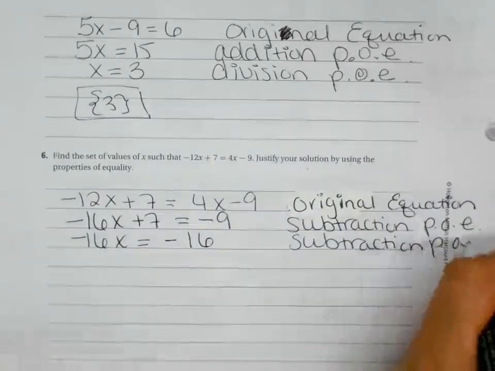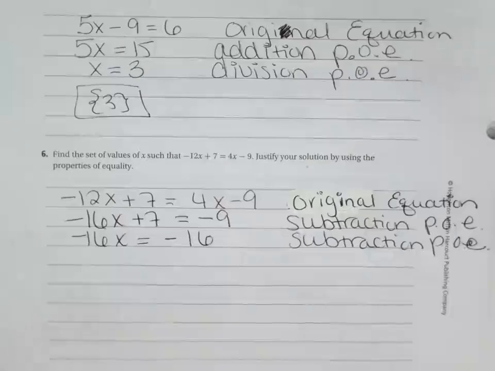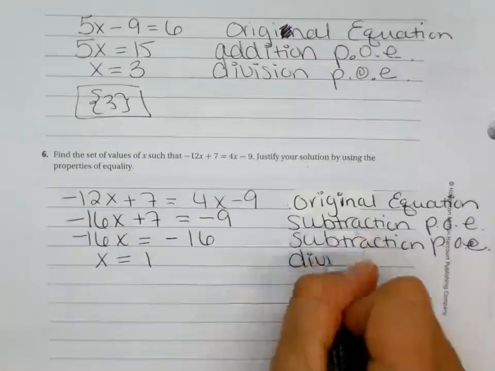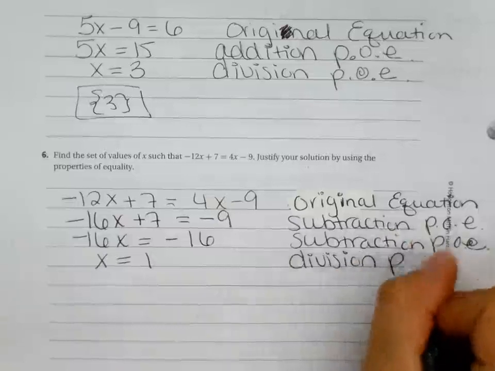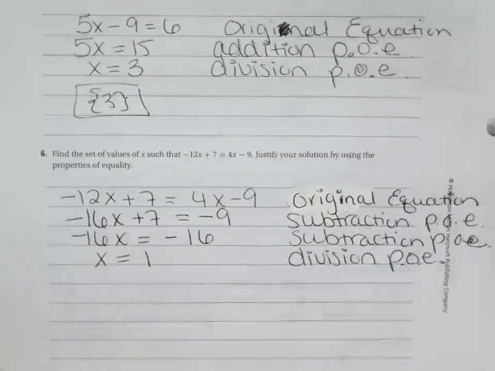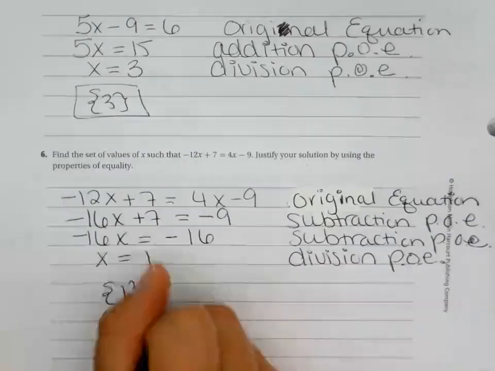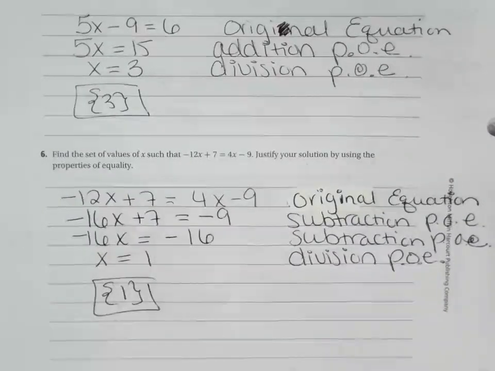Now what? Divide by negative 16 on both sides. Your solution set is 1. Make sense?